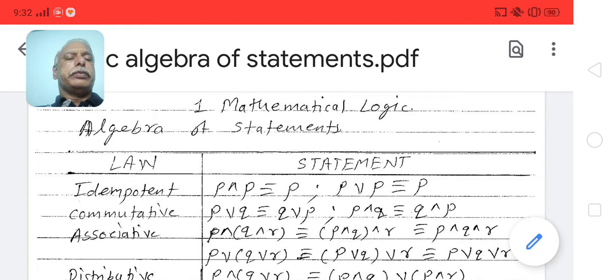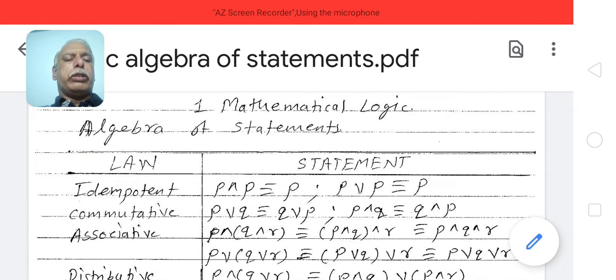In the second part, P or P is again equivalent to P. Here we can use the shortcut of the OR operator. We can consider P as T. T or T is T. And if we consider P as F, F or F is again F. In this way, we can state that P and P is equivalent to P. Same way, P or P is also equivalent to P. This is called the idempotent law.